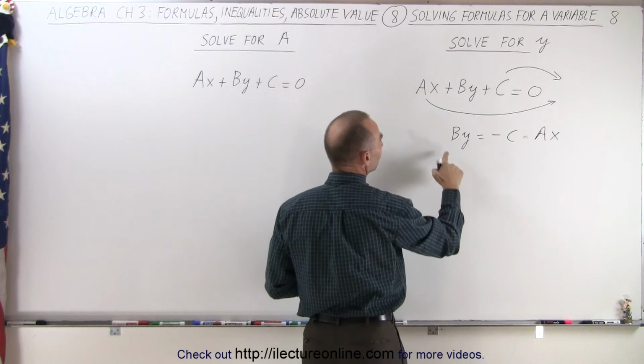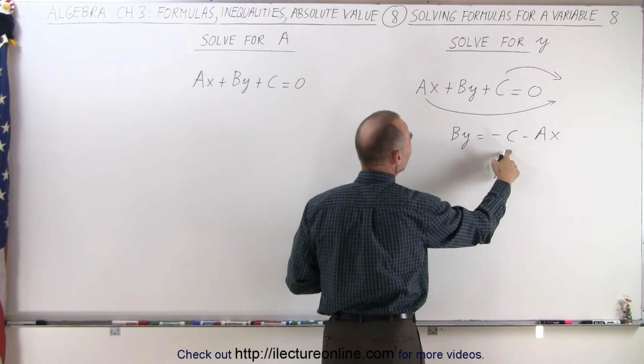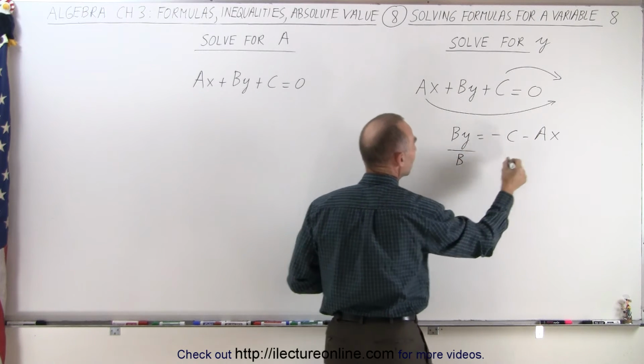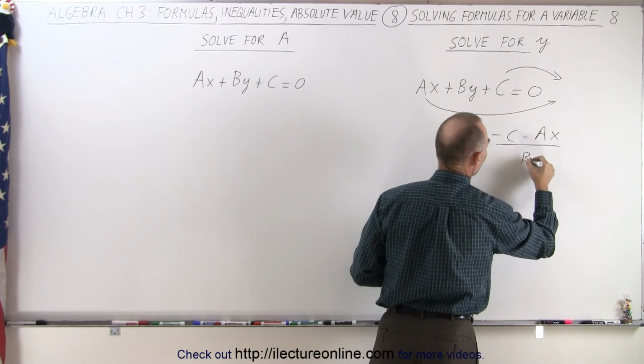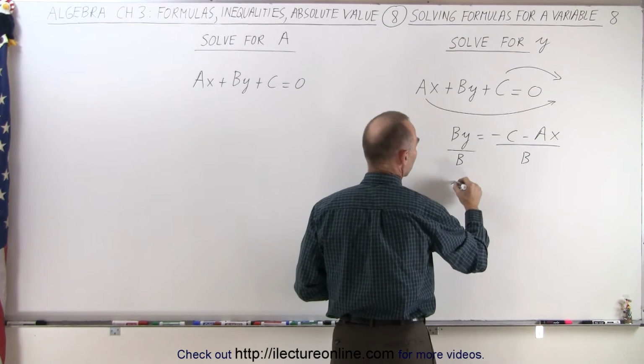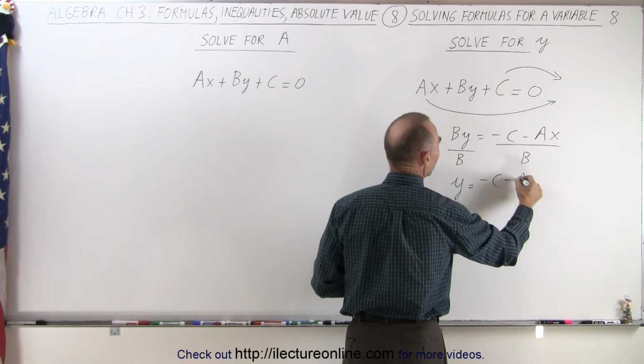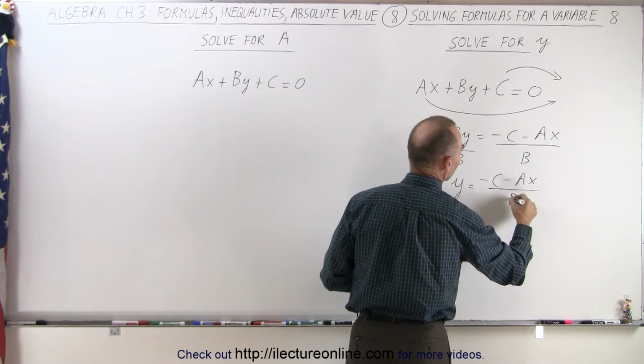And finally, we're going to divide both sides of the equation by the factor of y, which is b. So the left side is divided by b, and the right side is divided by b. Which means I end up with y is equal to minus c minus ax divided by b.